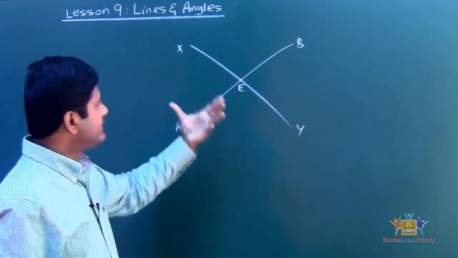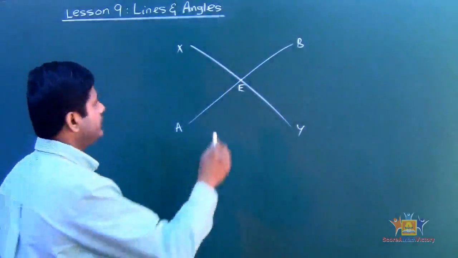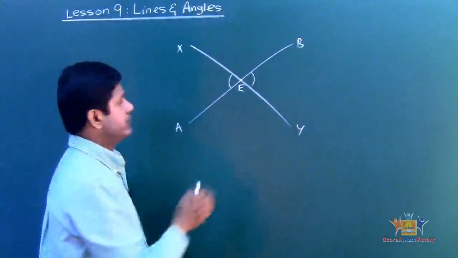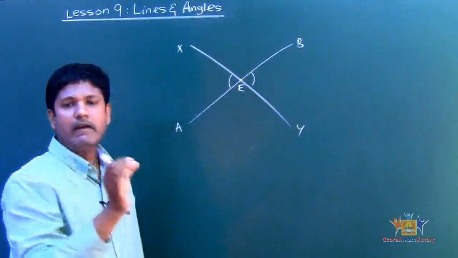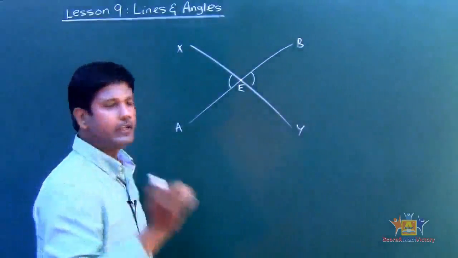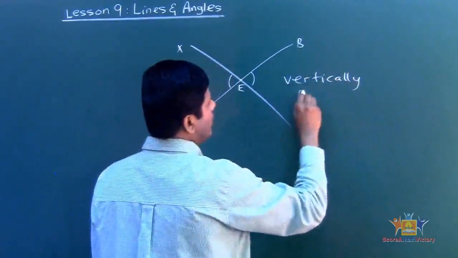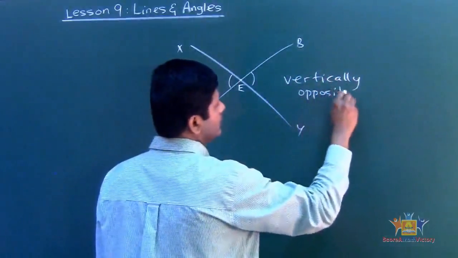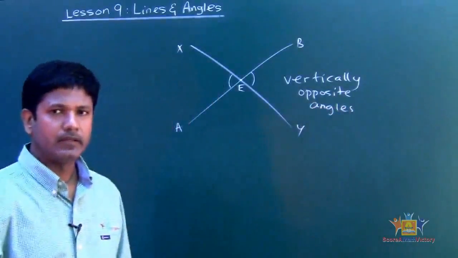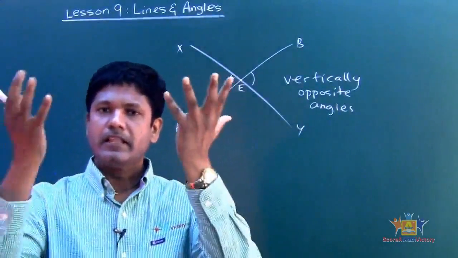Now I want you to understand some of the characteristics when two lines intercept. The characteristic is this angle and the angle opposite to that angle. These two angles are called vertically opposite angles. So what's so special about that? They both are the same. The vertically opposite angles are the same angles.